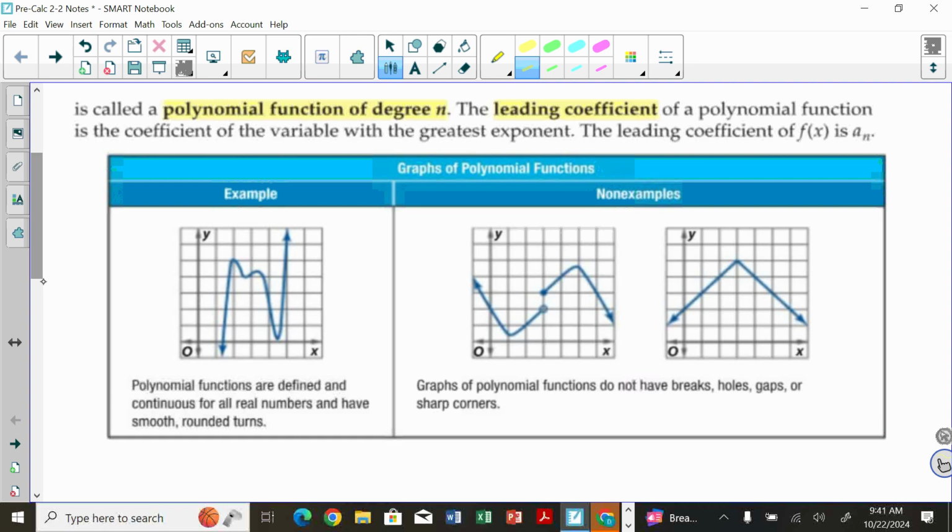But we can look at some graphs first. We take a look here at a graph of a polynomial function, and then a non-example. One of the examples over here on the left: polynomial functions are defined and continuous for all real numbers. So they're going to have smooth, rounded turns. There's not going to be any breaks or holes. You can see these non-examples over here, meaning that they're no good. These are not polynomial functions because they have breaks, holes, gaps, or sharp corners. So that's kind of what the graphs are going to look like.